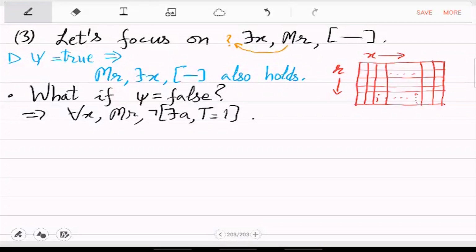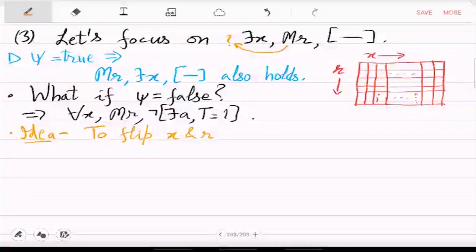So this is what you start with, and we want to flip the positions of x and r, right? So the idea here will be to flip x and r's position. Let's use probability amplification.